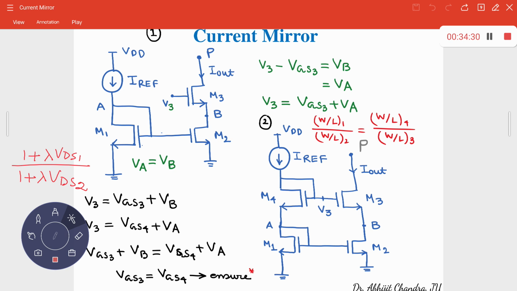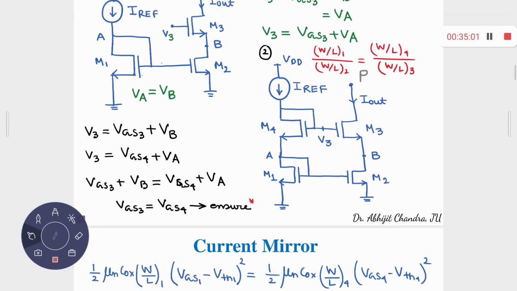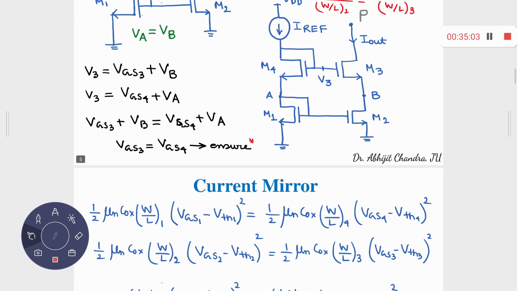Okay. So therefore, what can I write over here? Half mu C_ox W over L multiplied with (VGS4 minus VTH) whole square is equal to half mu C_ox W over L multiplied with (VGS1 minus VTH) whole square. Obviously here you do some approximation; we don't use the channel length modulation. These two are the same. Left hand side and right hand side, they are the same.